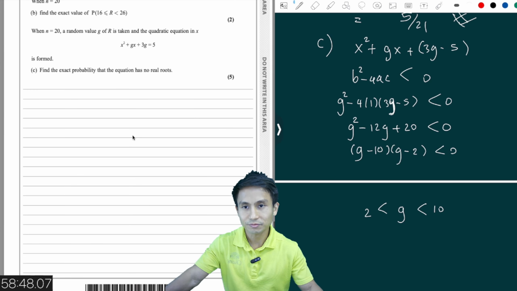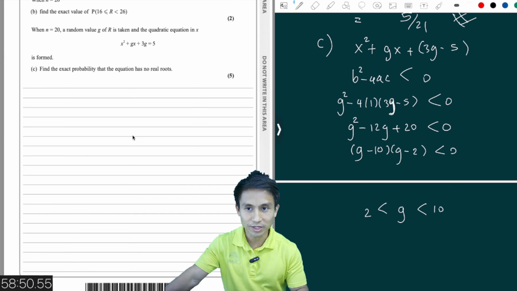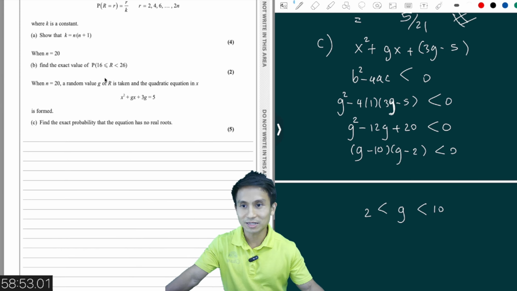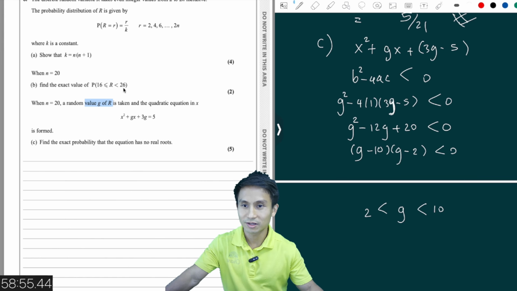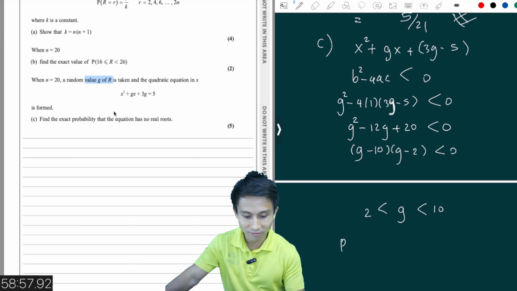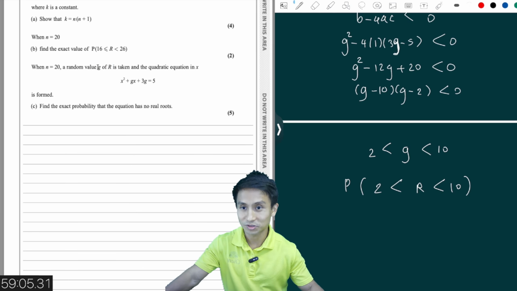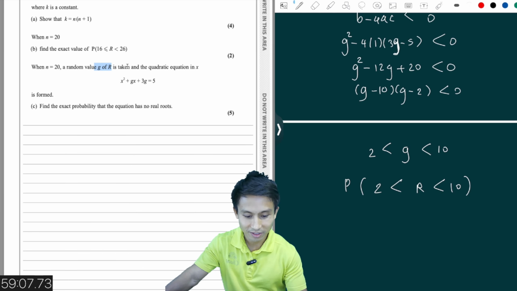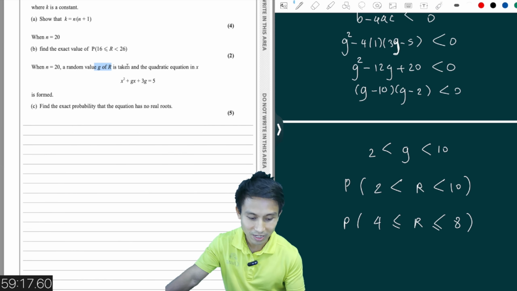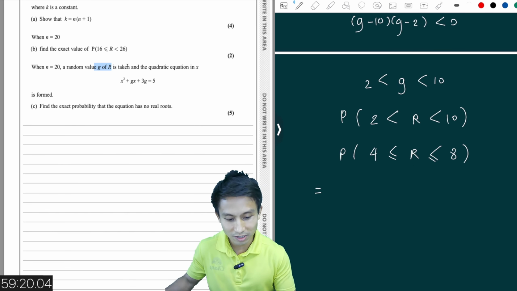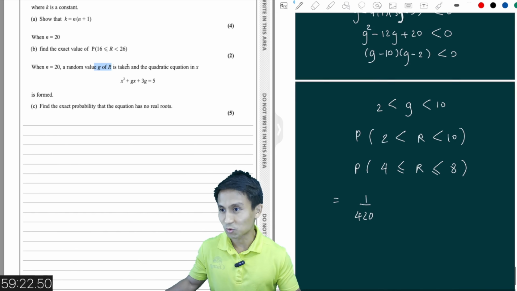Now, we want G between 2 to 10. So this is basically just from the variable R. We want to find P of 2 less than R less than 10, because we want the exact probability, because G is from R. Okay, so this is greater than 2, so it has to be 4. And less than 10, so it has to be 8. And again, it's just going to be 1 over 420, because it's 1 over k again.